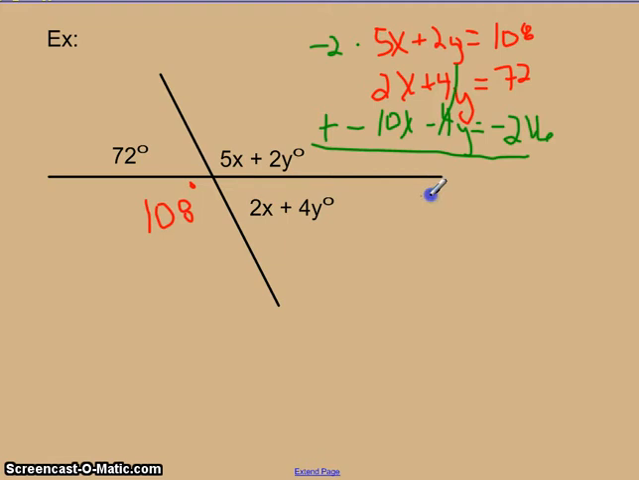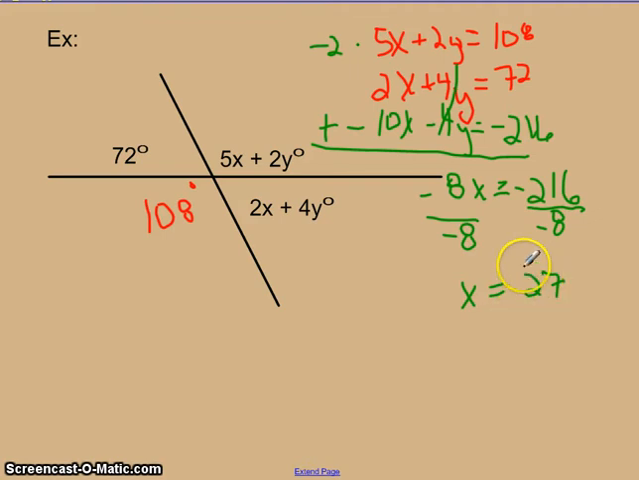So it looks like I'll have negative 8x's equals my negative 216. So I'm going to have to divide by the -8 to finish solving for x here. So let's see, 8 will go into 21 2 times, and that's going to leave me with a 56, which will be a 7. So it looks like my x is 27.